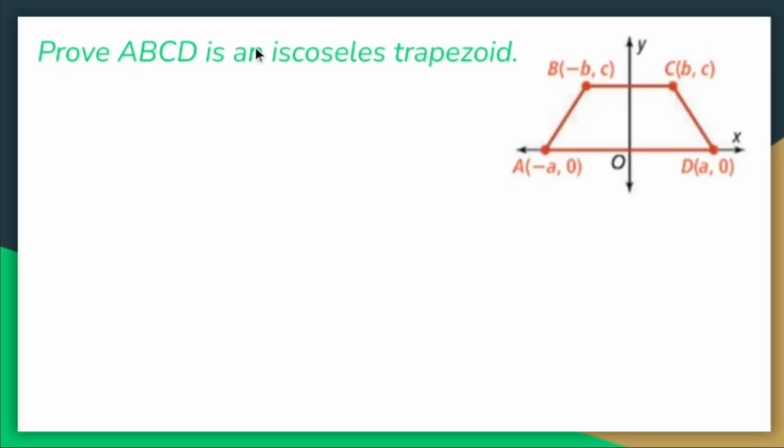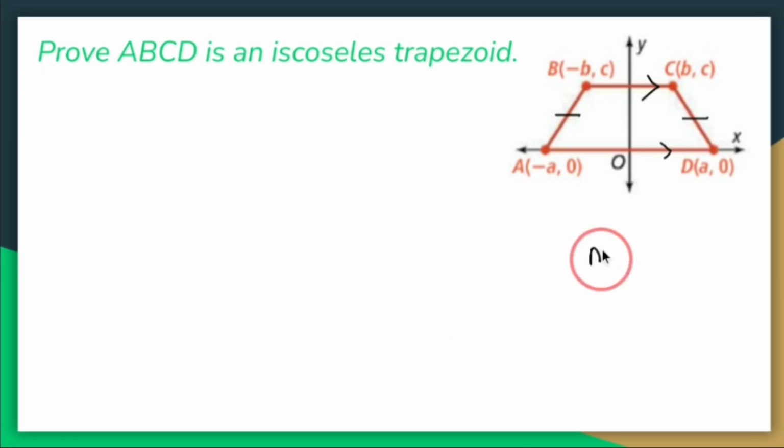Prove ABCD is an isosceles trapezoid. In order for something to be an isosceles trapezoid, you need to show two things. You need to show that these two sides are parallel, and you need to show that these two sides are congruent. So I'm going to find the slope of BC and the slope of AD and show that they're the same. Then I'm going to show the distance of BA and the distance of CD and prove that they're the same. Therefore, it's an isosceles trapezoid.